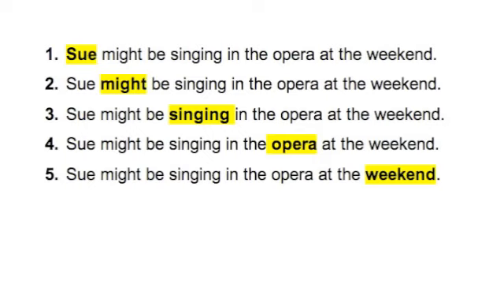Here's the important word. Listen for it. I'm going to slow down for it and give it more melody than the rest of the words in the sentence. Sue might be singing in the opera at the weekend. Sue might be singing in the opera at the weekend.